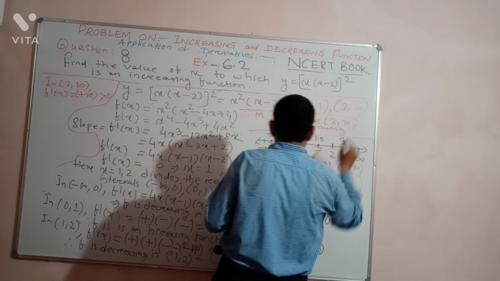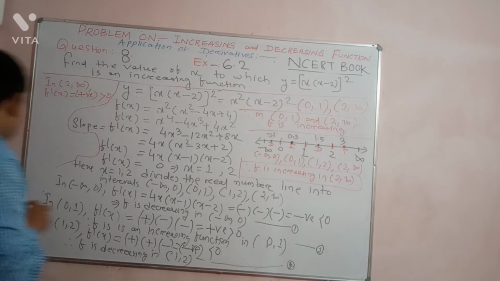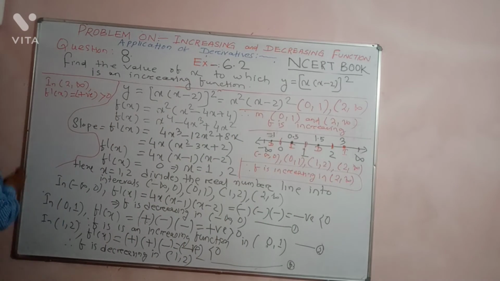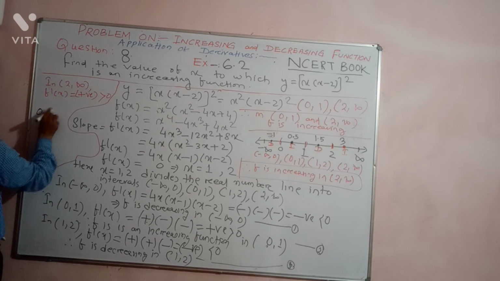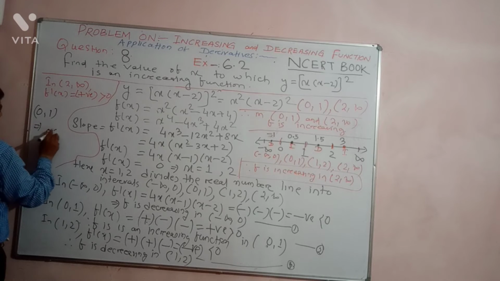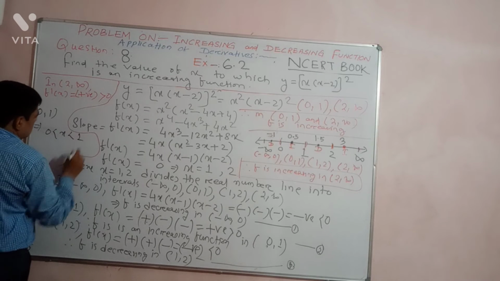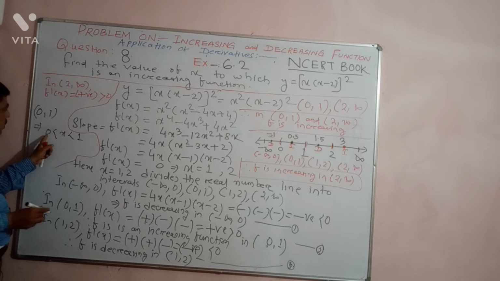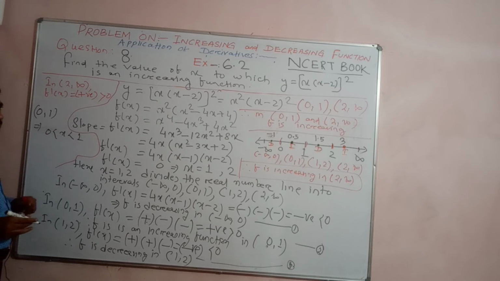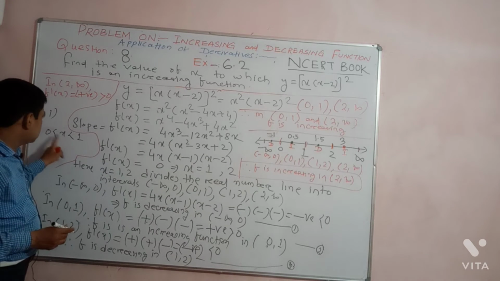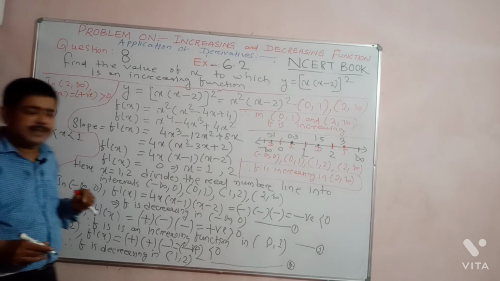Understand or not? Is it clear? It means, the interval 0 to 1 means what? Here you see 0 is less than x. The open interval 0 to 1 means 0 is less than x is less than 1. So the value of x must lie between 0 and 1. When the value of x lies between 0 and 1, the function is increasing. All the domain of the function lies between 0 and 1, the function is increasing.